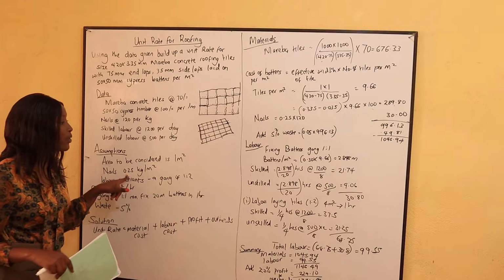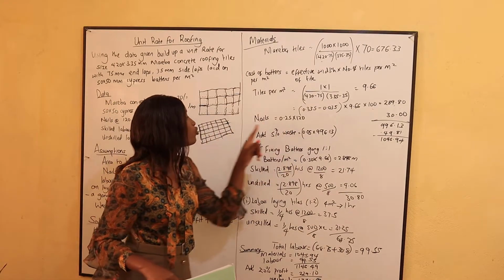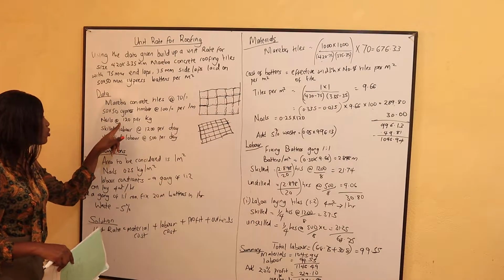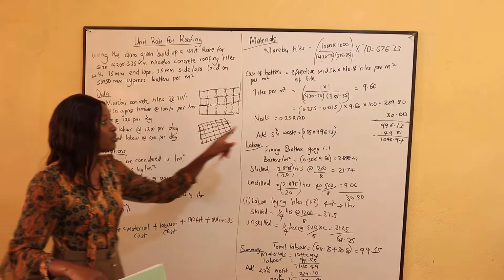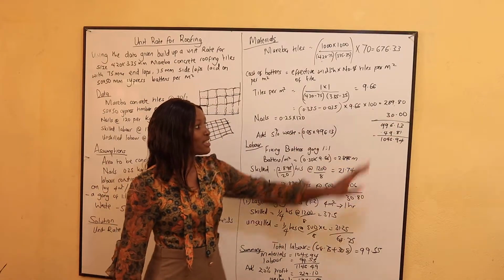And now we are working with 1 meter squared. So we shall use 0.25 kg. And with 0.25 kg, we are told 120 shillings per kg. So we shall multiply by 120 to get the cost of the nails. So the cost of the nails is 30 shillings.